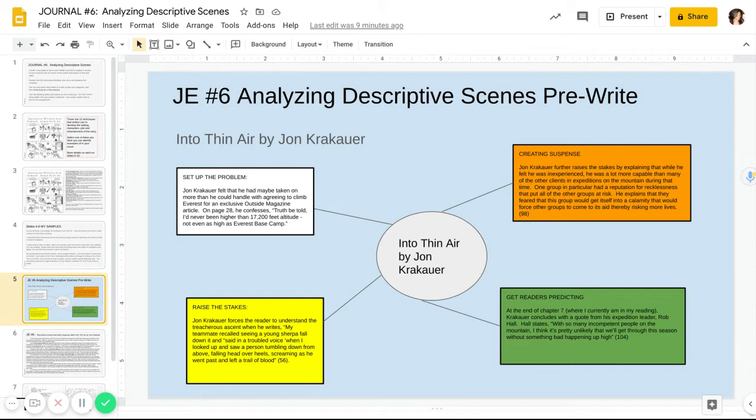So to set up the problem, I wrote John Krakauer felt that he had maybe taken on more than he could handle with agreeing to climb Everest for an exclusive Outside magazine article. On page 28, he confesses, "Truth be told, I've never been higher than 17,200 feet altitude, not even as high as Everest Base Camp." That sets up the problem because obviously I am thinking, wow, this guy shouldn't be climbing Everest, right? He's never been this far before.